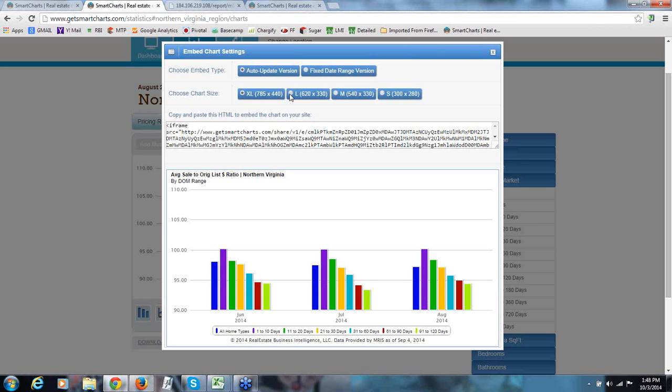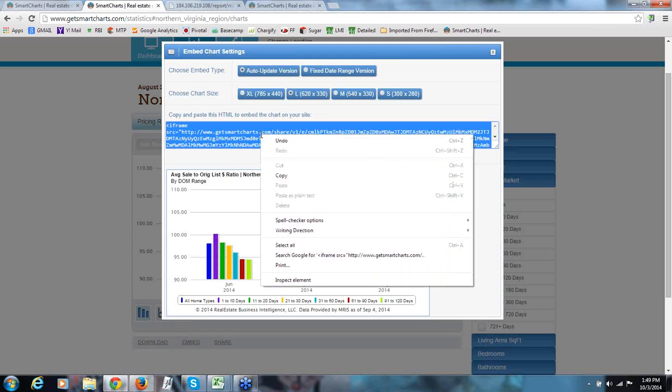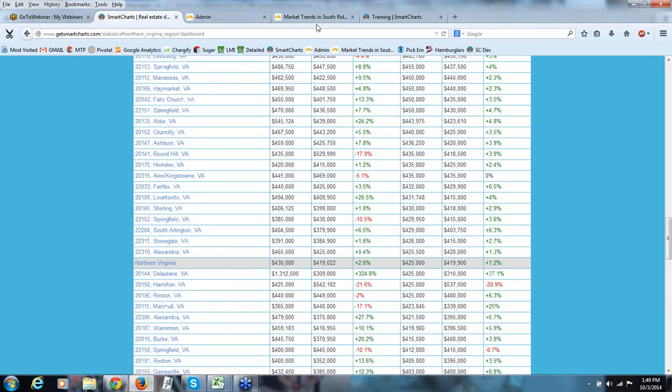Well, let's say I'm picking this. This code will update. Looks ugly, but so Control C, or you can right click and copy. And then I'm going to go into my web editor. So we have an exact site.